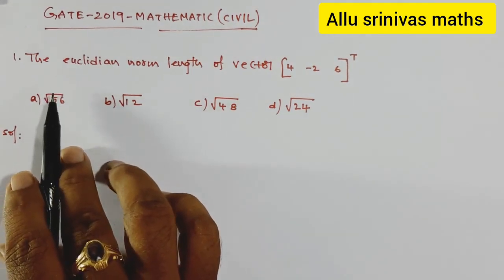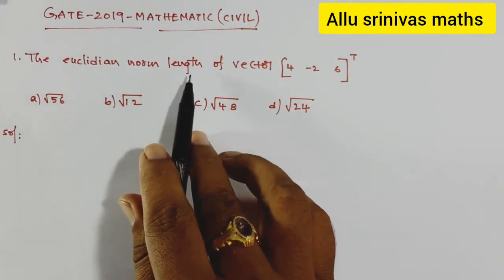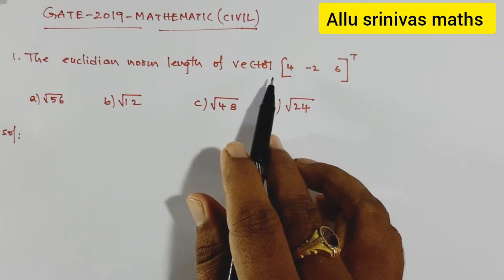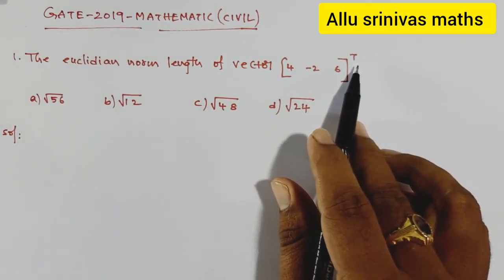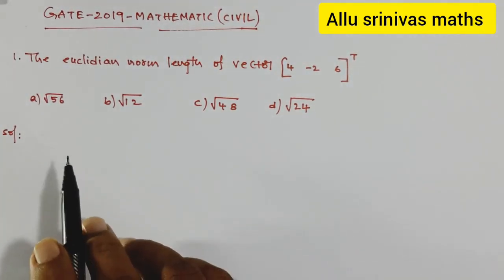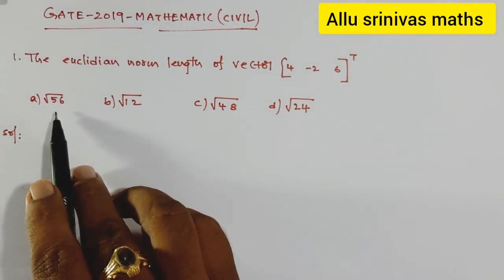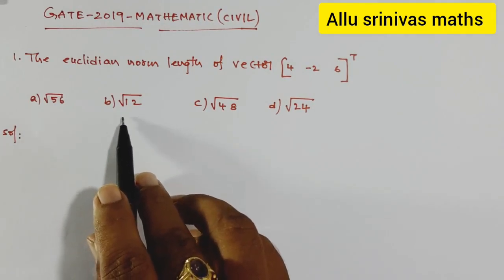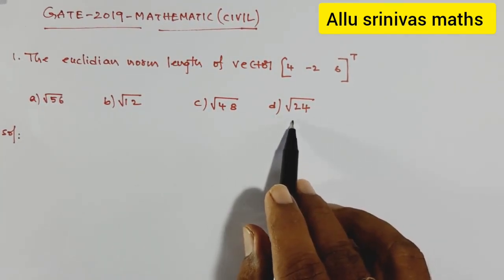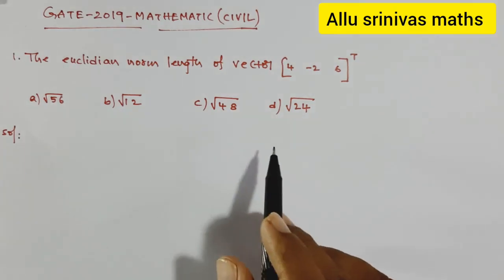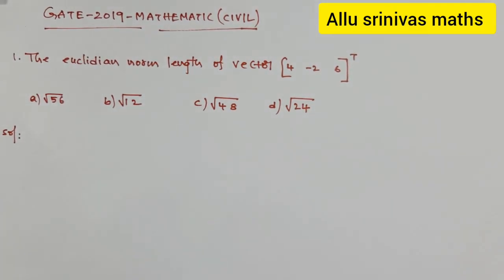The first question is: the Euclidean norm length of the vector [4, -2, 6] transpose. The given options are root 56, root 12, root 48 and root 24. Which one is correct among these options? Let us start the solution easily.